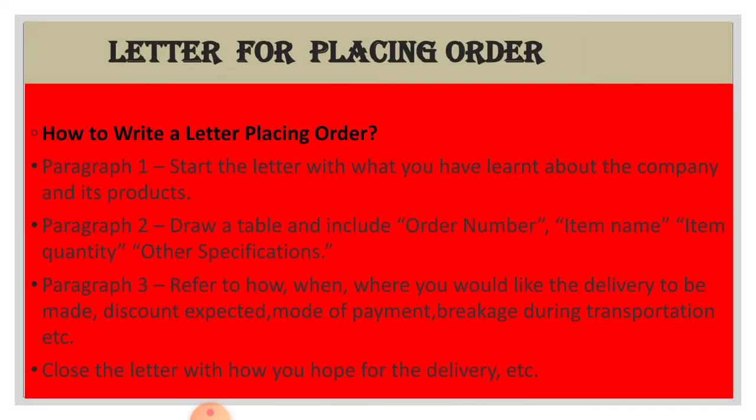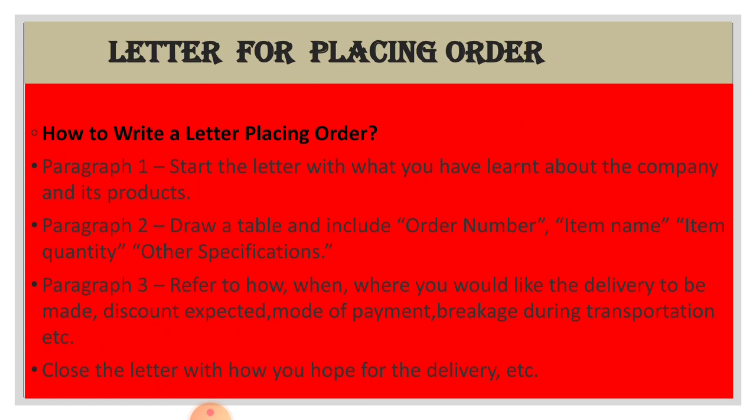Now let us see how to write a letter for placing order. Normally we start the letter with what you have learnt about the company and its products. This is also one of the ways where you can say that your company is a very renowned company, has a big name and is very famous for its quality, especially in apparels, etc. And then you proceed to say that you want to place the order for the following items.